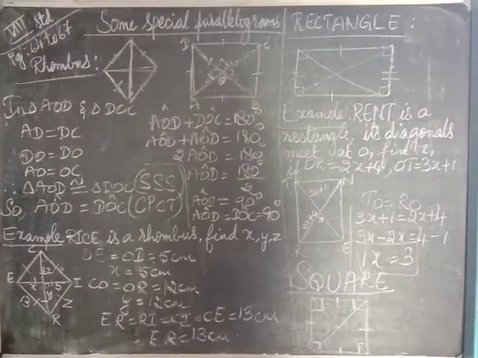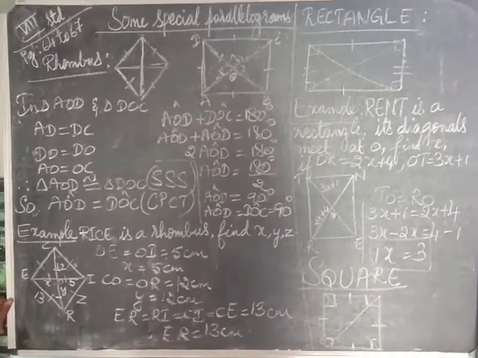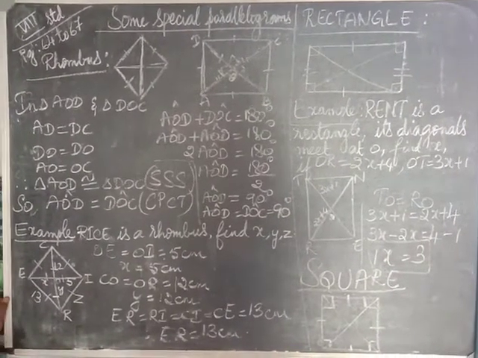Okay children, so this is the end of the chapter. What is the chapter? Quadrilaterals. This is the end of the chapter.